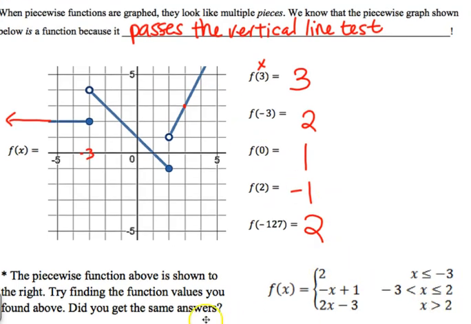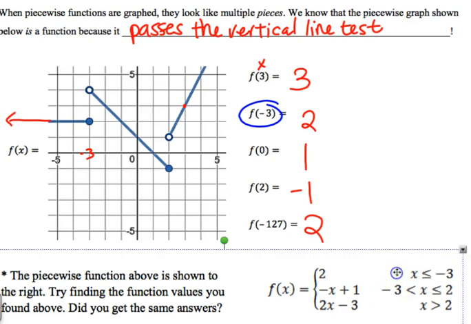All right, so let's take a look at this bottom one. The piecewise function above is shown on the right. Try finding the function values you found above. Did you get the same answer? So let's pick this one. F of -3. Let's look at all these functions down here. So -3 would fall into, would it be here, here? Let's see, it's going to be equal to it.